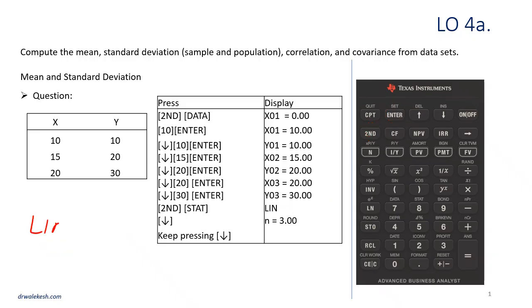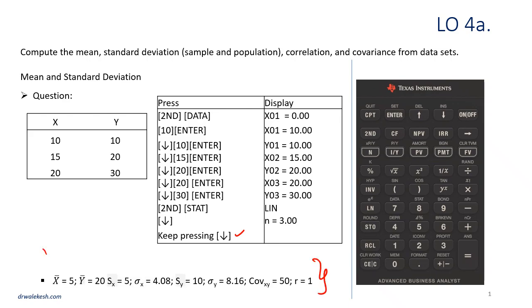Please, LIN is not the same thing as ln. Ln is natural logarithm. This is linear. This is what you need to see on the face of your financial calculator. So once you have this, then you can press arrow down, and it will show you n is equal to 3 because there are 3 pairs. And this is also another way to know that you have made a mistake. If you see this as 2, that implies that probably you failed to press enter on either of these. So you keep pressing arrow down.